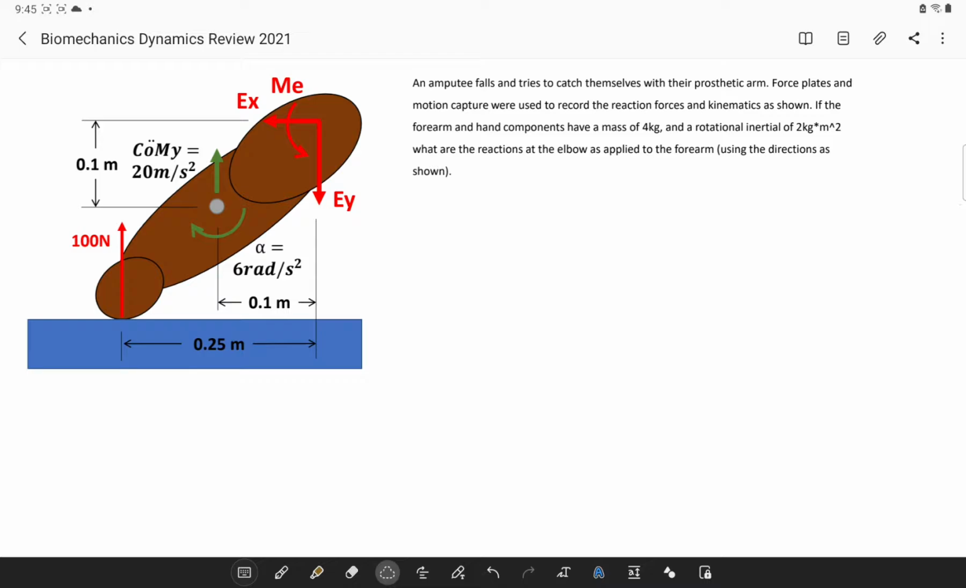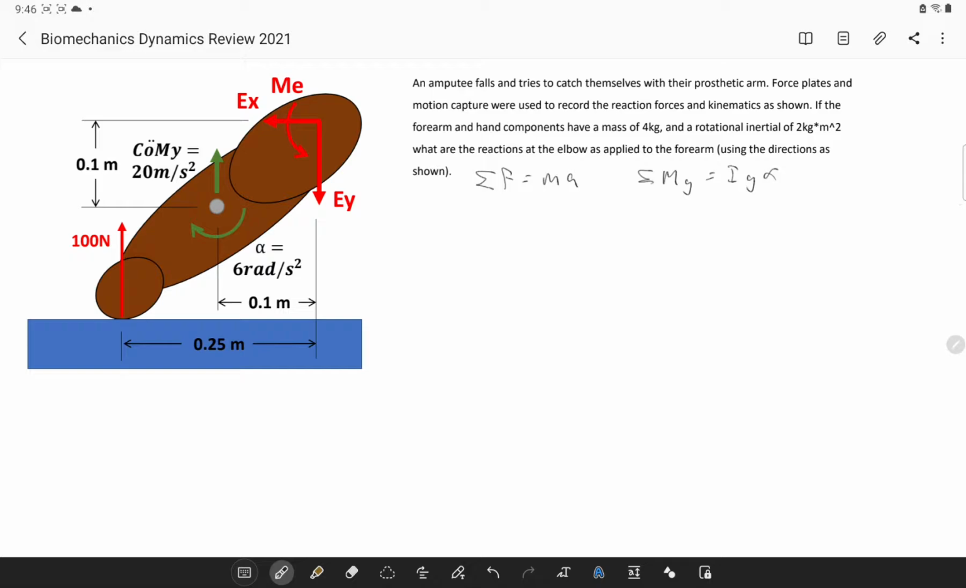All right, so in this problem, we're really just going to use our basics. Summation of forces, sorry, the wrong unit. Summation of force equals mass times acceleration. And summation of moments, we're going to use the center of gravity, is equal to our mass moment of inertia times our alpha, or angular acceleration.